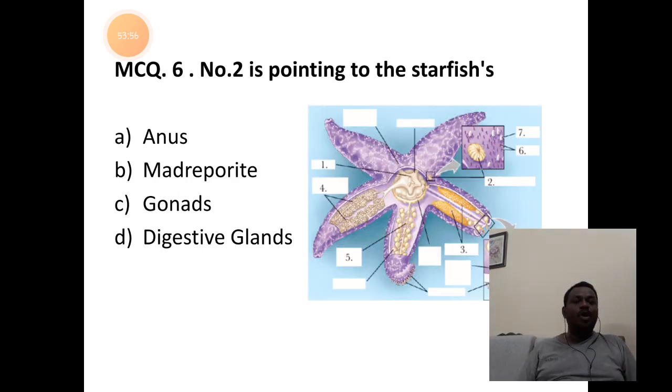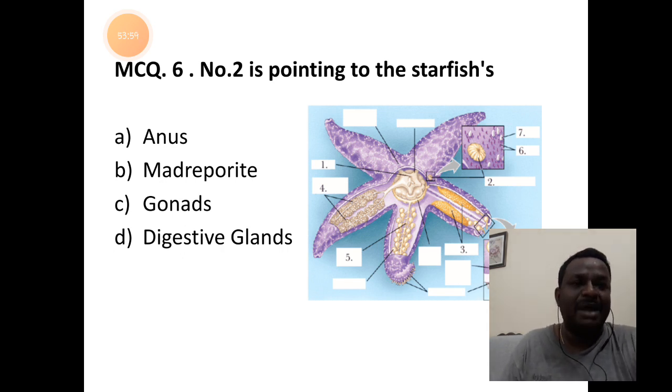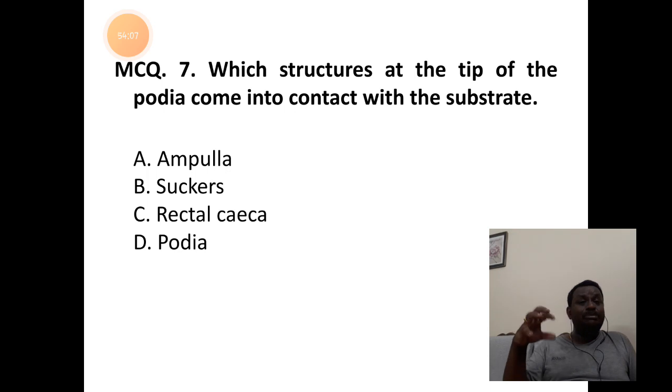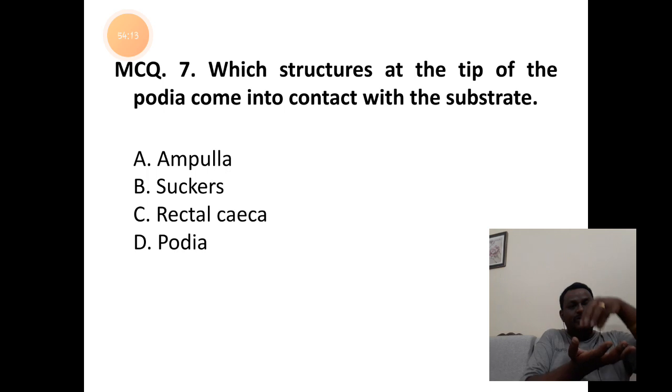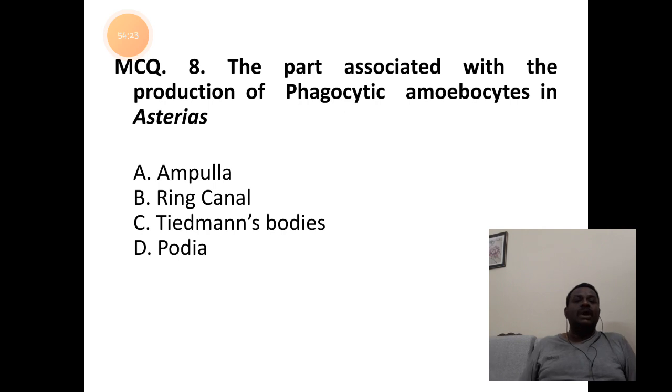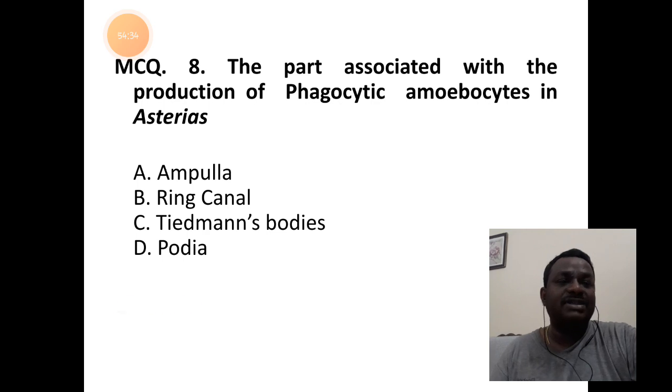Number 2 is pointing to the starfish here. Number 2 is the Madreporite in the diagram. So it is B, Madreporite. Which structures at the tip of the podia come in contact with the substrate? That is for anchoring. So which part helps in this? It is the sucker of the podium, tube foot. So the answer is B. The part associated with the production of phagocytic amoebocytes in Asterias is the Tiedemann body, so the answer is C.